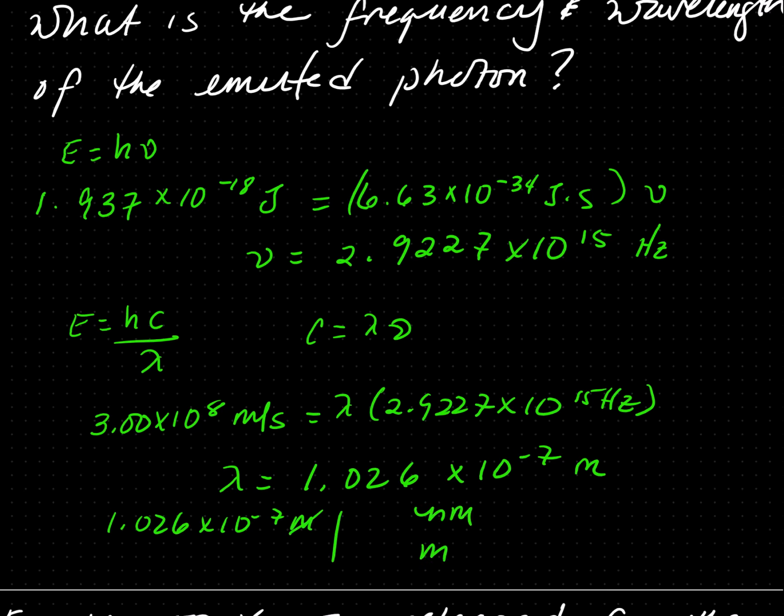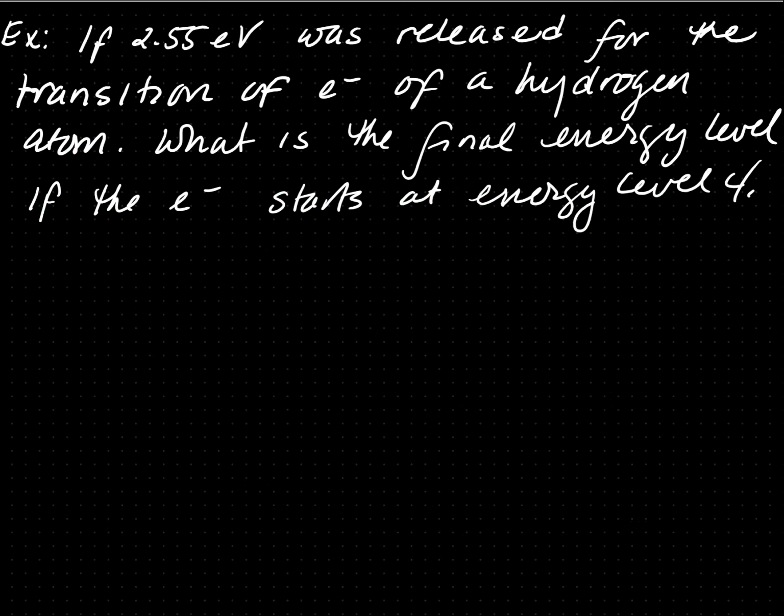nanometers. If I make the bigger prefix 1, the exponent is always positive. Remember, nano is 10 to the negative 9th. And so if you do the math, you get 102.64 nanometers. Pause the video, try this problem on your own, and then check your answer.